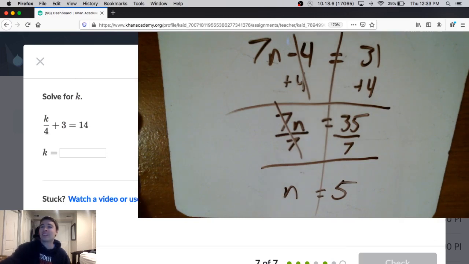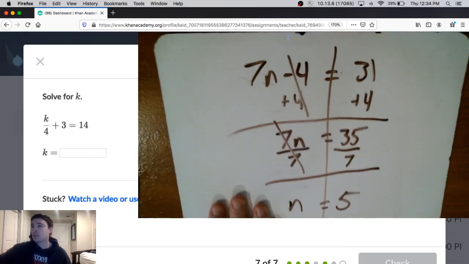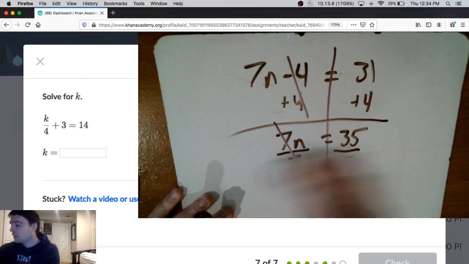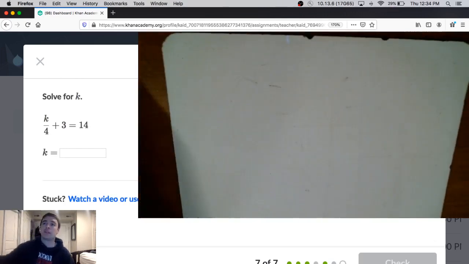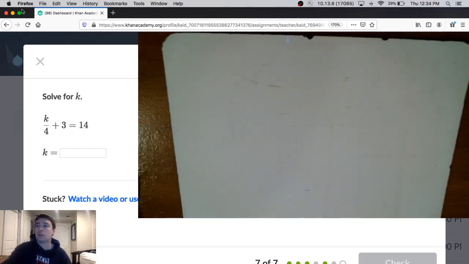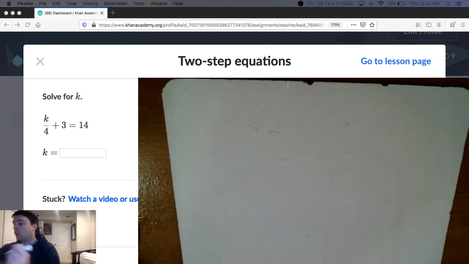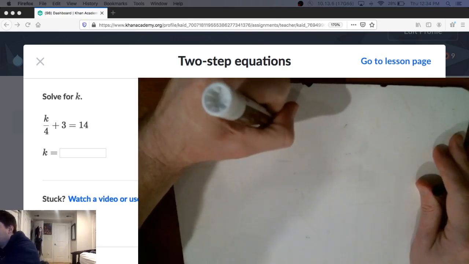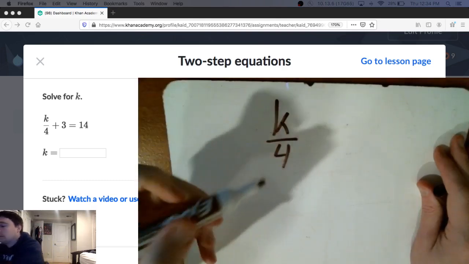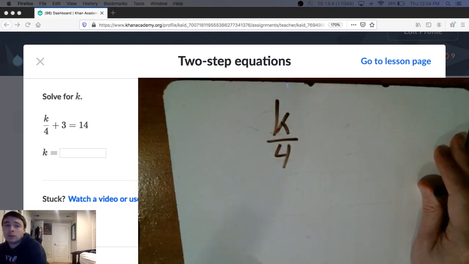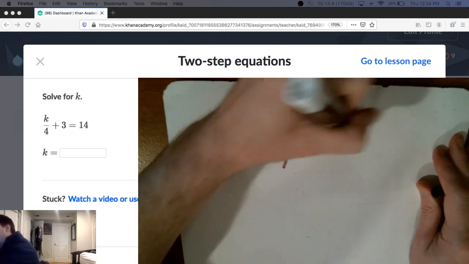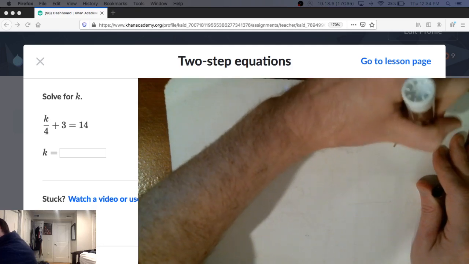Okay, here's the last example I wanted to show you. So sometimes, let me erase the whiteboard. Our equation here says k divided by 4. We see the variable, the k, is inside a fraction, or part of a fraction. That just means k divided by 4 plus 3 needs to be equal to 14.